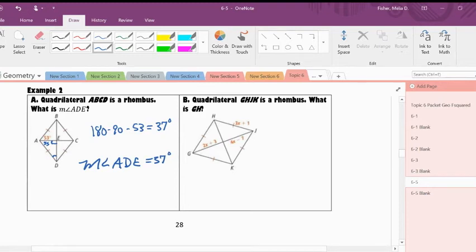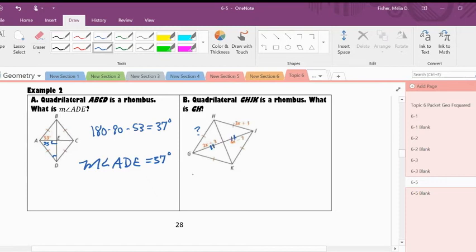On B, quadrilateral GHJK is a rhombus. What is GH? That is this side out here. This is the part we don't know. That's what we're looking for. We're going to need to start by using the fact that this is bisected, so we know that this piece and this piece are congruent.